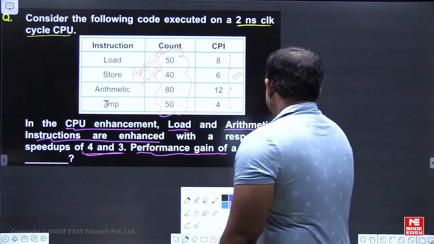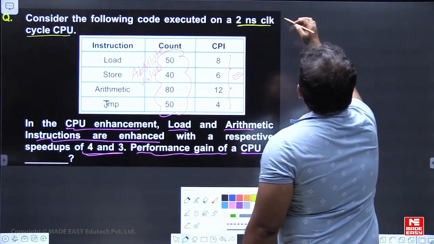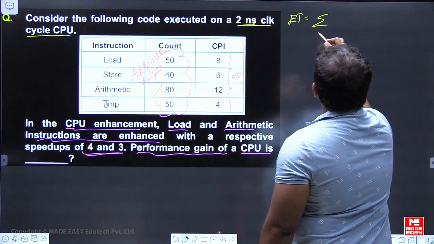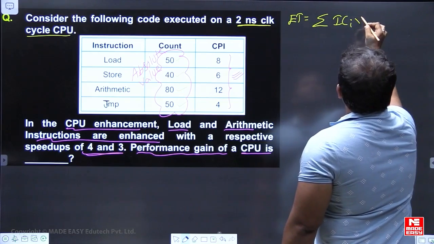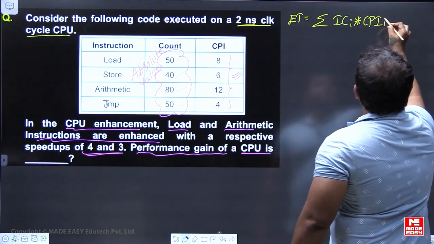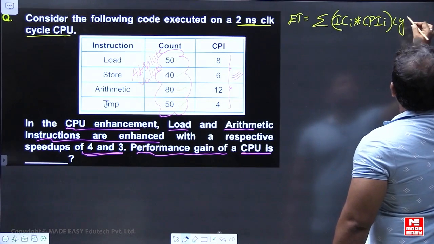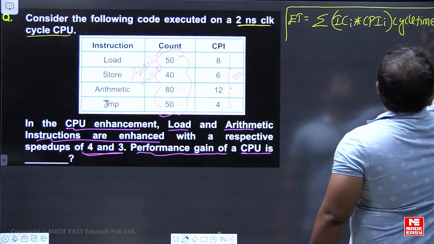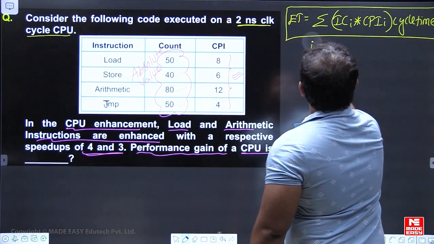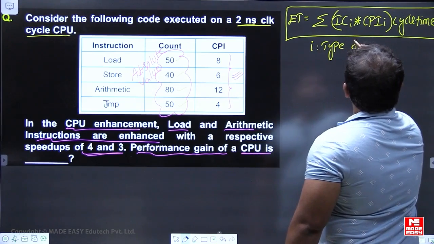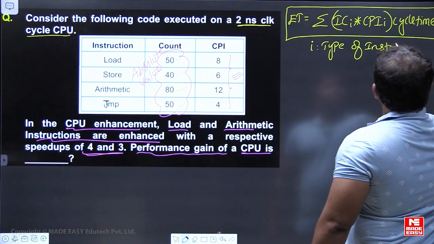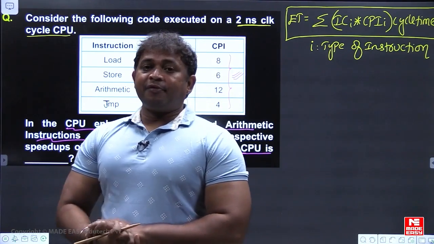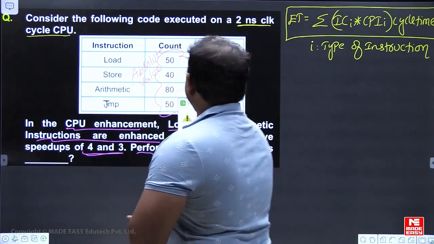Solve the question. Okay, so here the execution time formula is the summation of IC subscript i into CPI subscript i, whole multiplied with the cycle time. So this is the execution time formula. Everyone knows that. i indicates the type of instruction. Now substitute the given information and calculate the execution time.